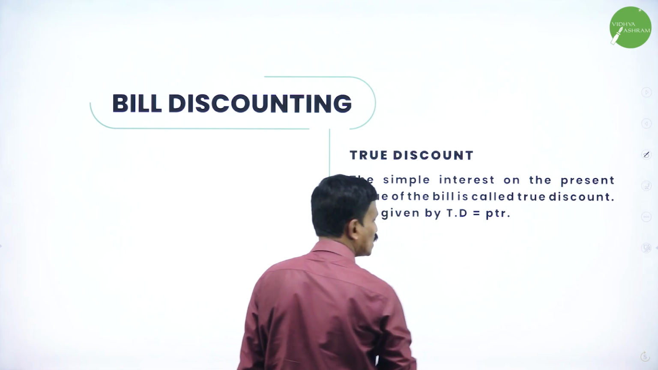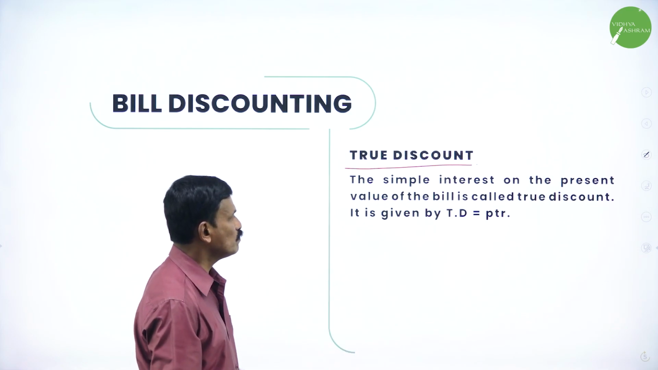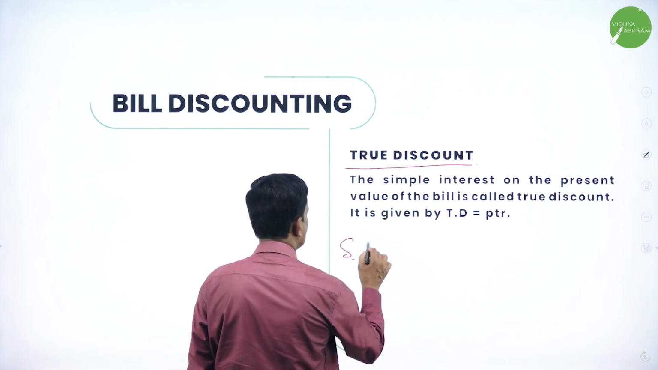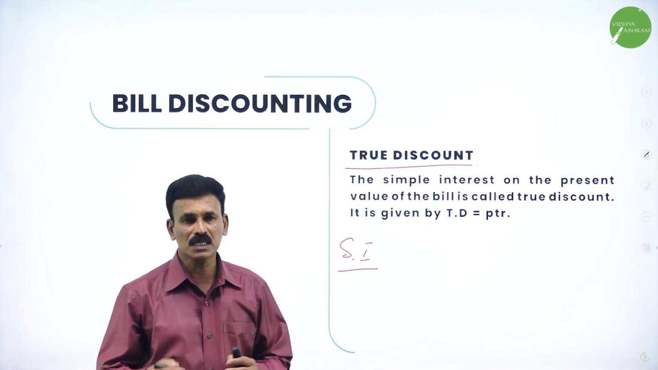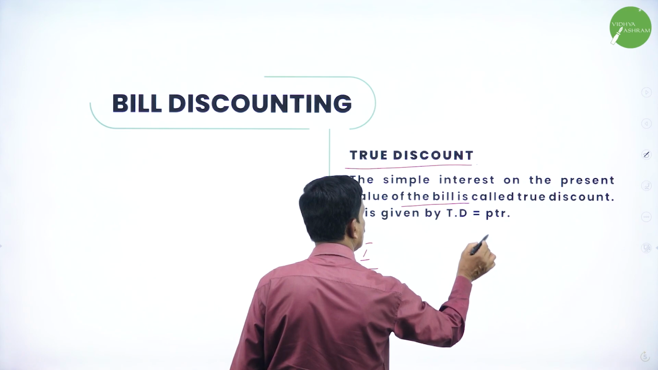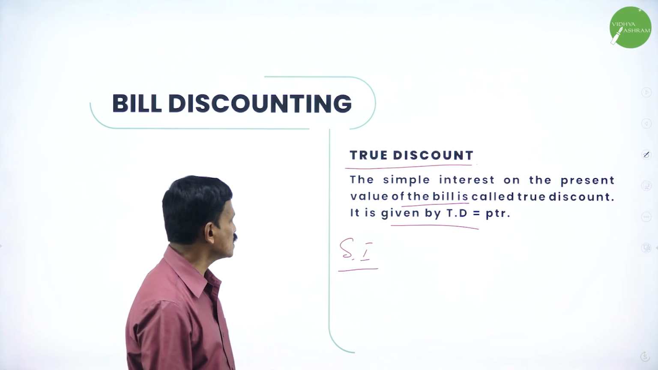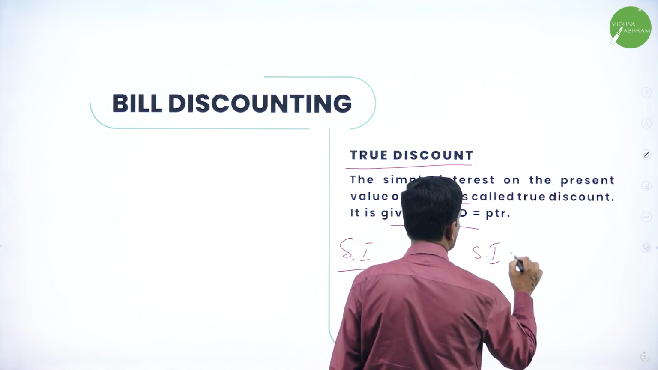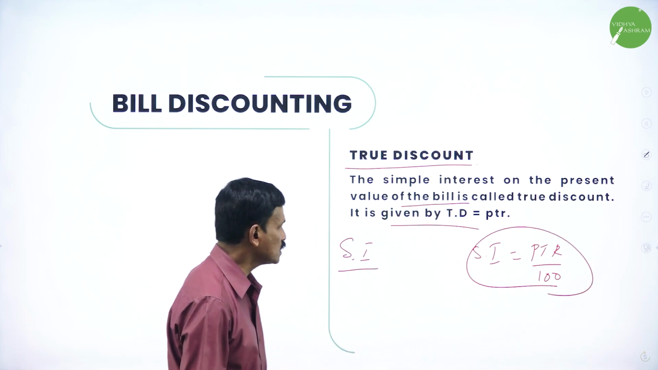Now what is actually the term true discount? The term true discount means the simple interest on the present value of the bill. The simple interest on the present value of the bill is called the true discount, and it is given by the true discount is equal to present value, that is the simple interest, PTR over 100. That is nothing but the simple interest. Simple interest is equal to PTR over 100.